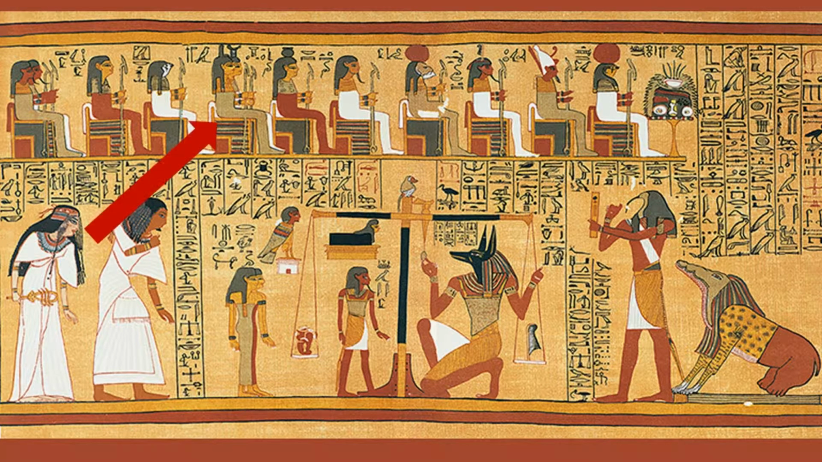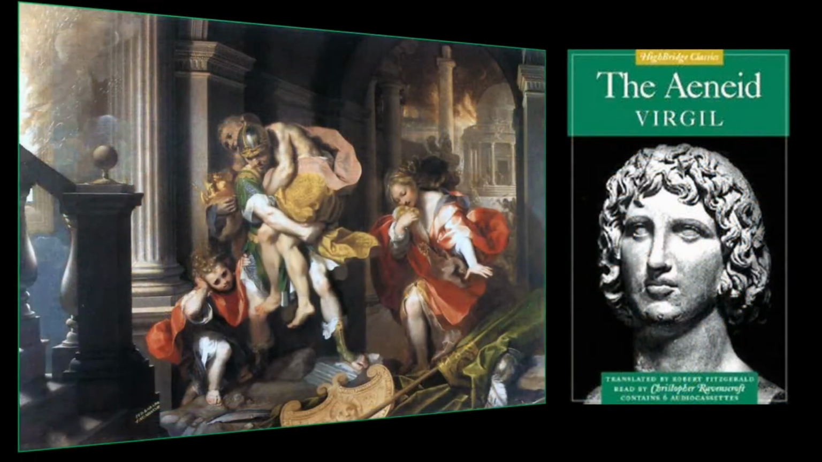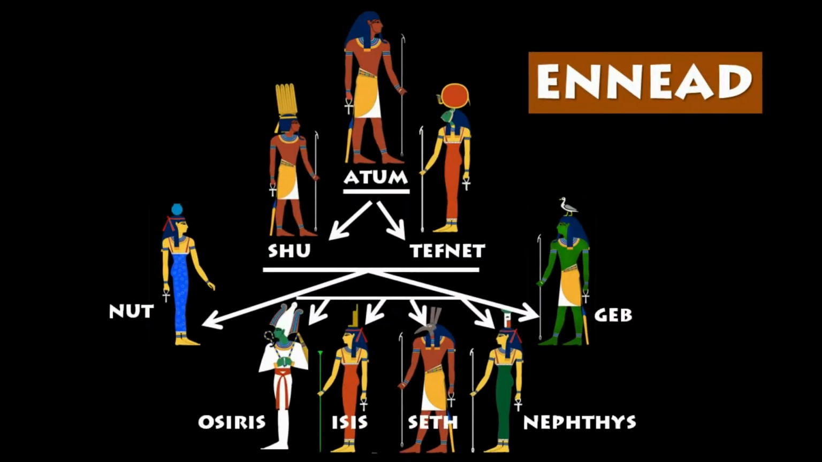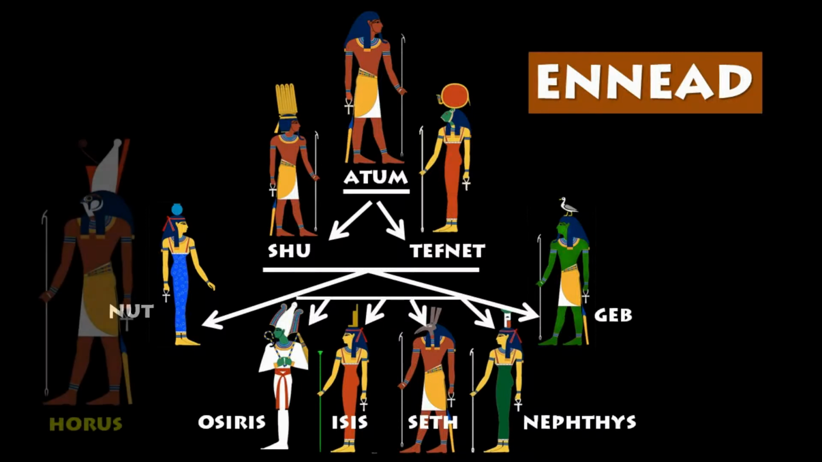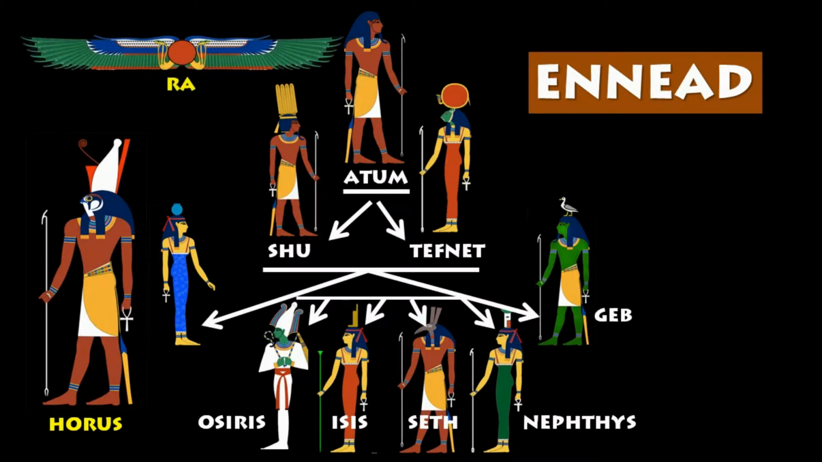These 9 deities are known as the Aeneid, not to be confused with the Roman poet Virgil's epic poem of a similar name, which deals with the aftermath of the Trojan War. In any event, the Egyptian Aeneid formed the core gods of the Egyptian religion. As time went on and beliefs changed, 2 more gods were added to the group, Horus, the son of Osiris and Isis, and Ra, or Re, both of which are sun gods.